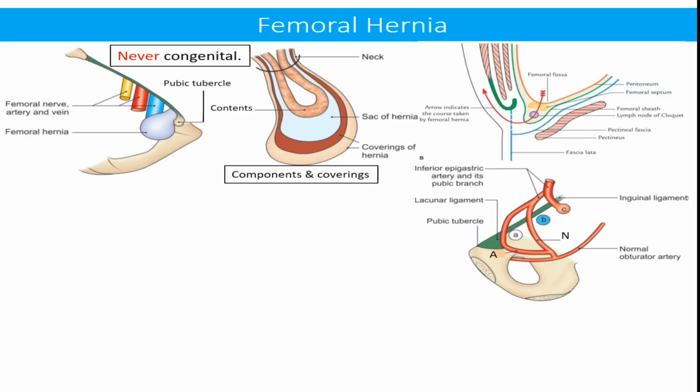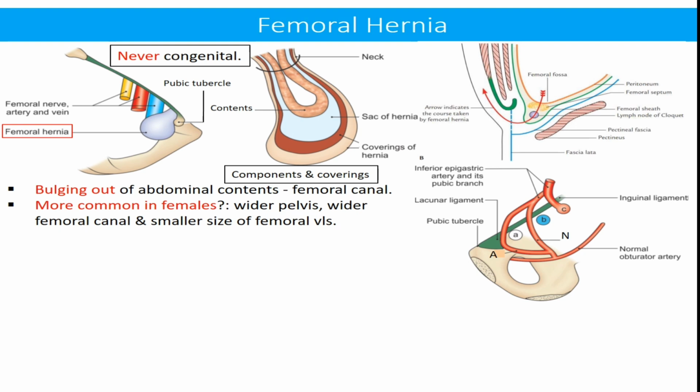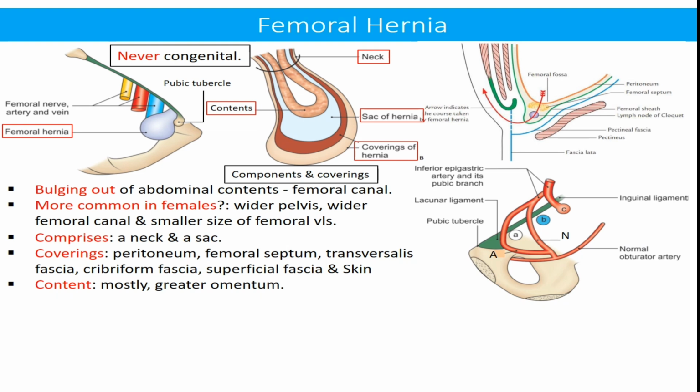Femoral hernia is bulging out of abdominal contents through femoral ring and femoral canal. It is more common in females because of wider pelvis, wider femoral canal, and small size of femoral vessels in females. It comprises a neck and a sac. The sac is covered over by peritoneum, that is parietal peritoneum, femoral septum, transversalis fascia, cribriform fascia, superficial fascia, and skin. It mostly contains greater omentum.